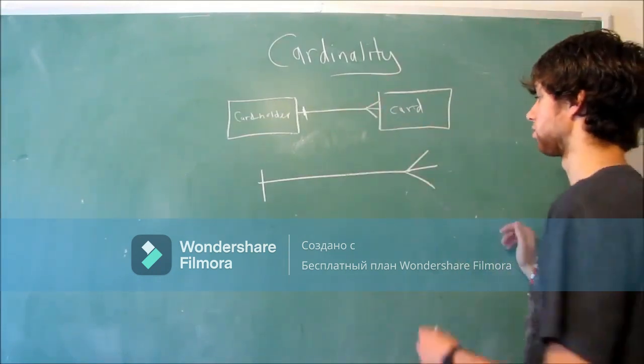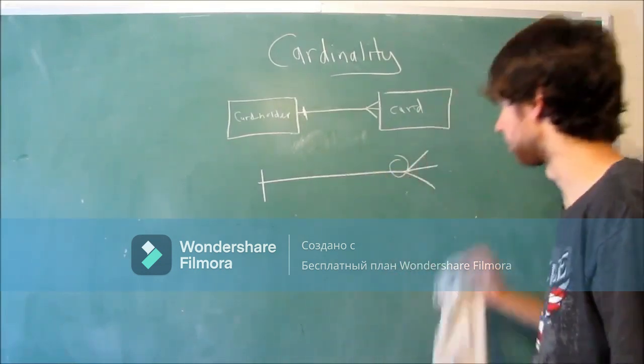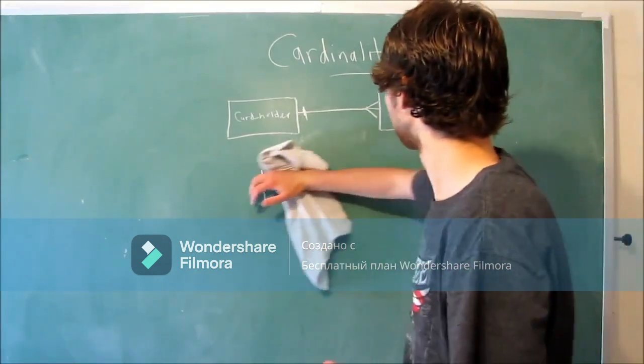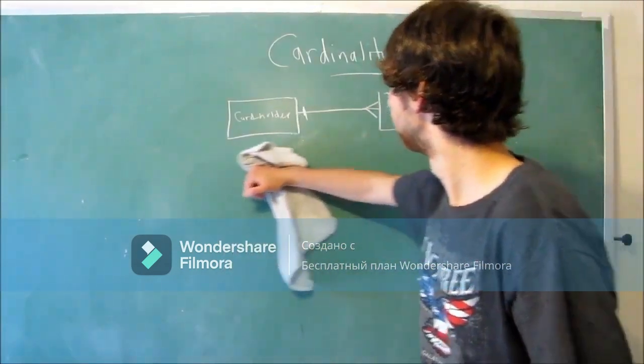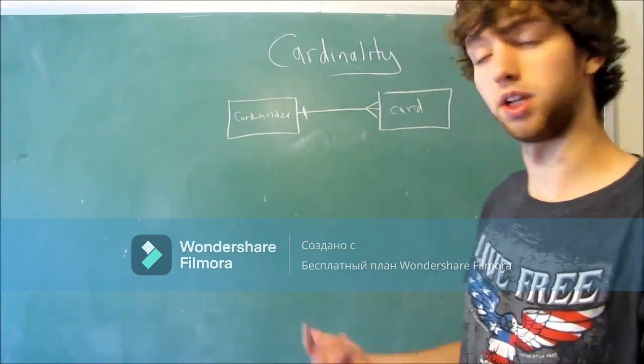But you might see also circles. You might see a circle here, for example. We'll talk about that in the next video. So now you know how to draw a one-to-many relationship.